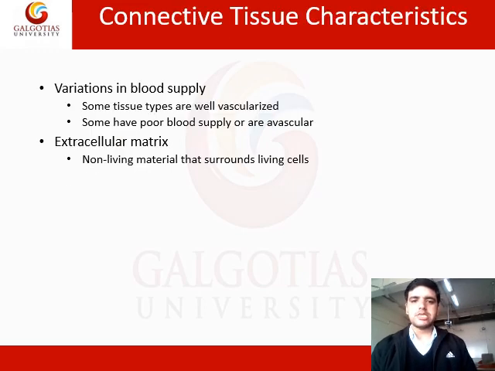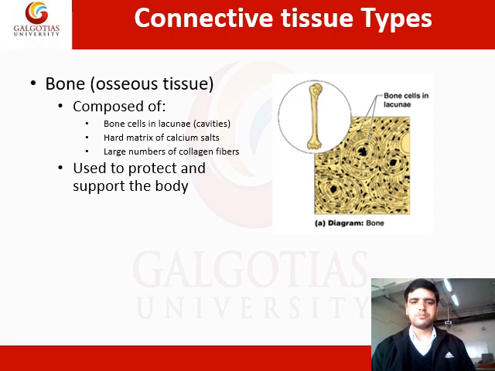What are the characteristics of connective tissues? They may vary in blood supply as well as in the extracellular matrix. Variation in blood supply means that some types of connective tissues are well vascularized, some have poor blood supply, and in some cases they might be avascular. The extracellular matrix of connective tissues is formed by non-living materials that surround the living cells. What are the different types of connective tissues? Now we are going to discuss some of them.